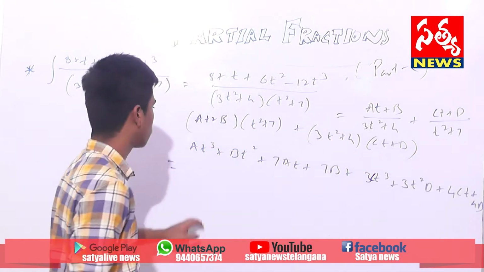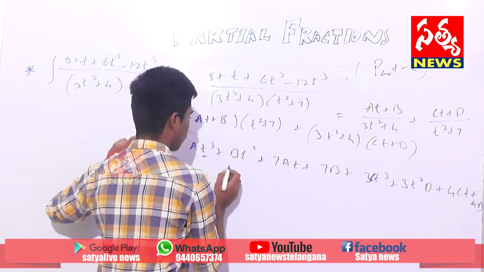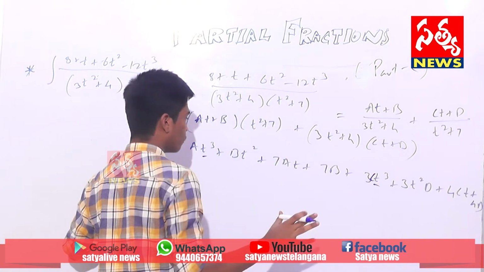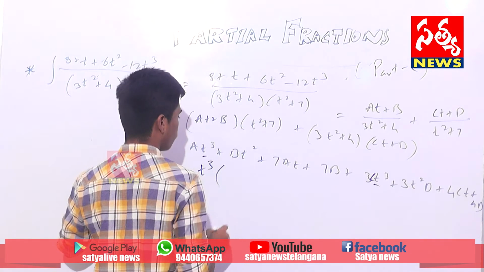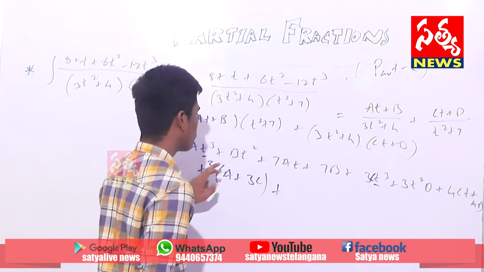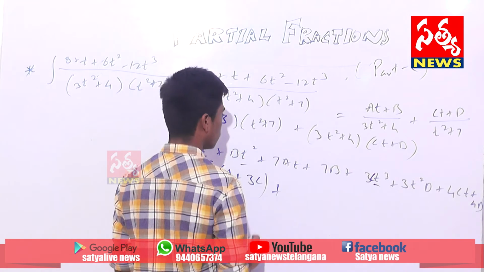Okay, now first of all search for the t cube terms. That's it, only two t cube terms. Take the t cube common, we get a plus 3c. And now search for t square terms.